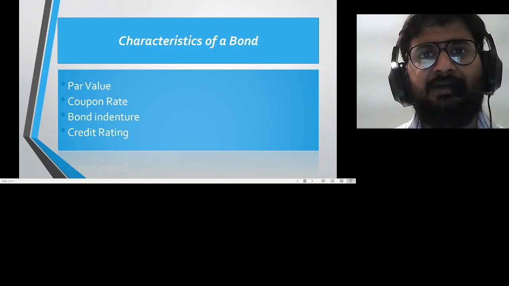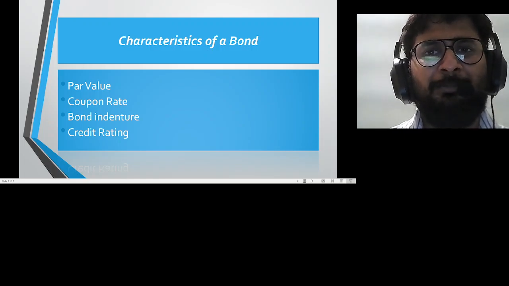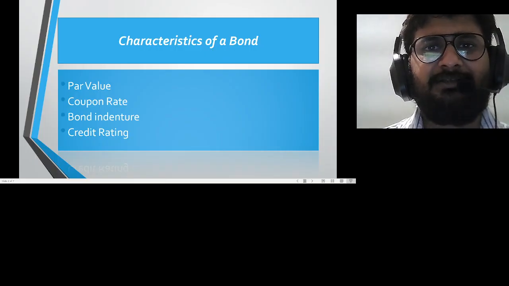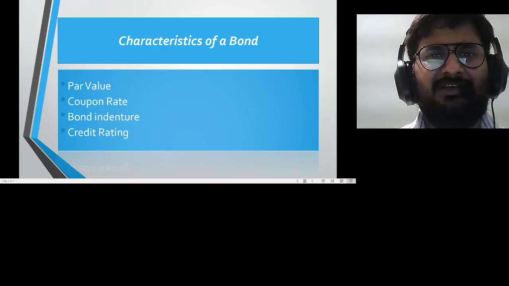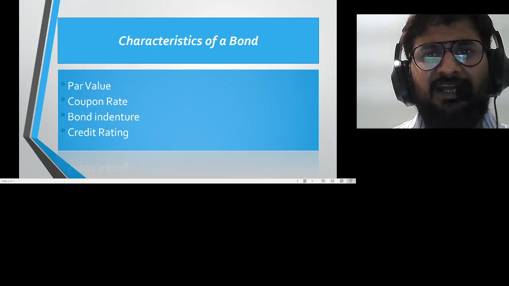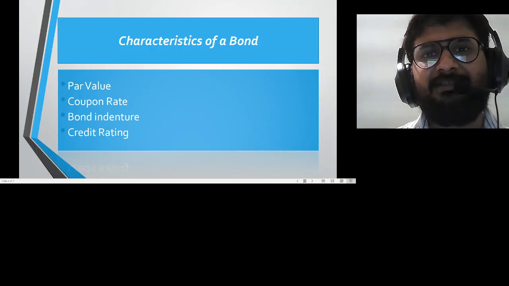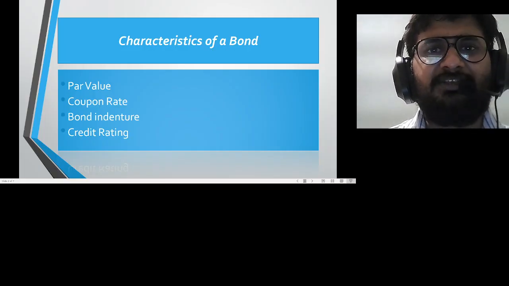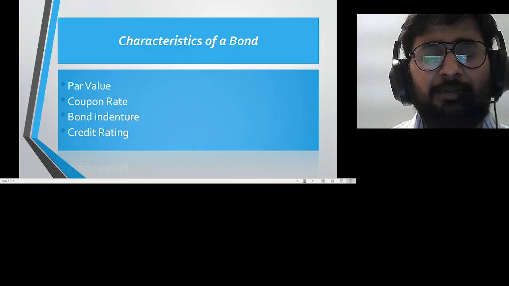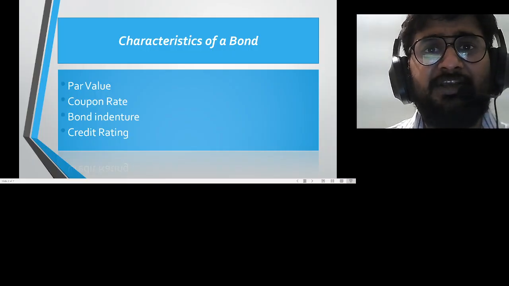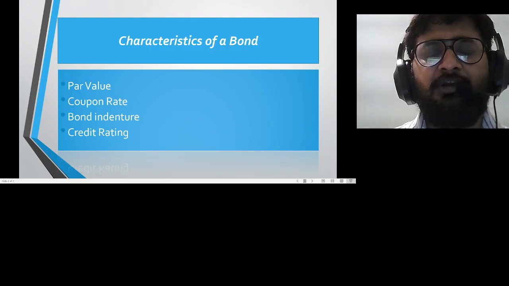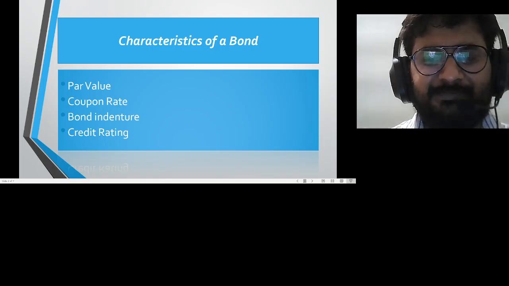What is credit rating? Before issuing a bond in the market, the company generally has to get their debt rated by a credit agency. In India, we generally have CRISIL for this purpose. In the US, we have the big three: Fitch, S&P, that is Standard and Poor's, and Moody's. They generally assign a credit rating to the bond based on various factors. Generally, the higher the credit rating, the more secure your investment in the bond.